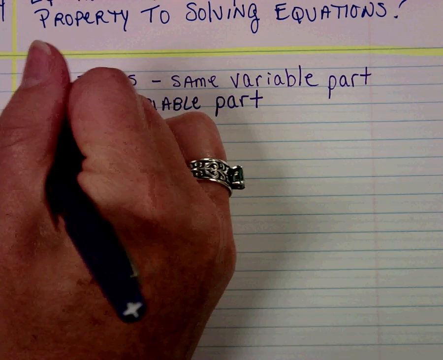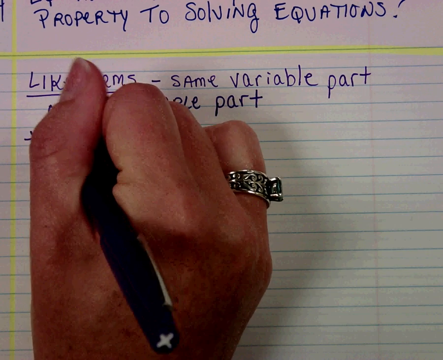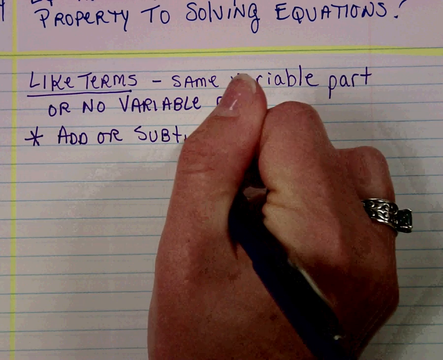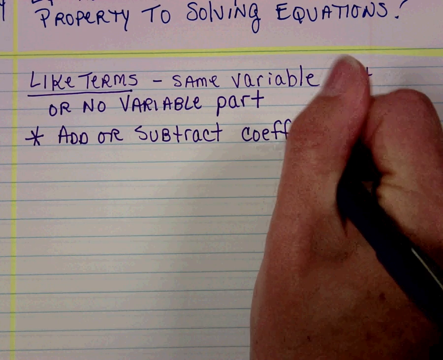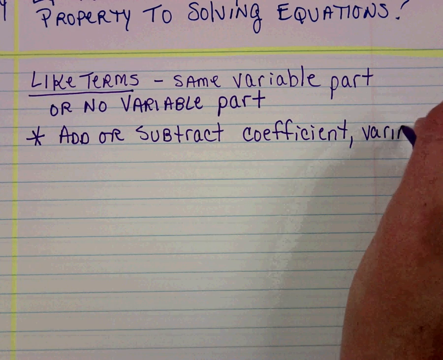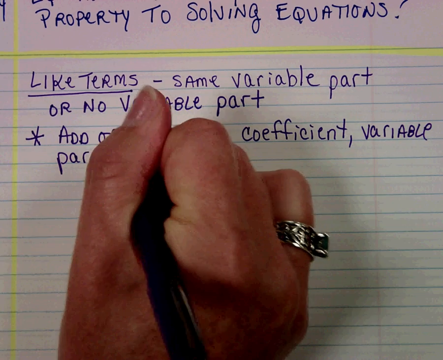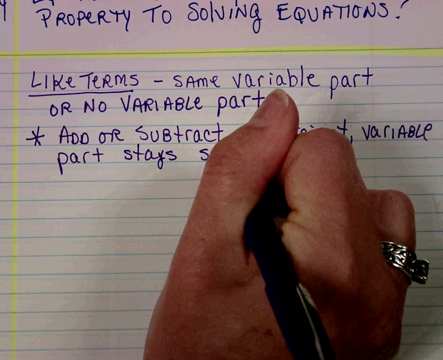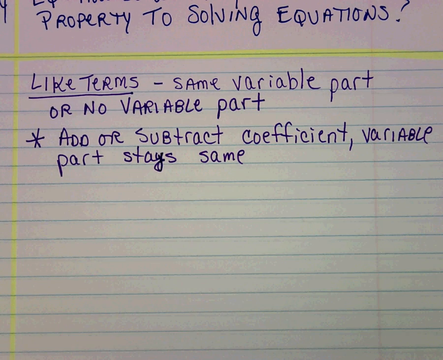definition. When we combine like terms, all we have to do is add or subtract the coefficient, and the variable part stays the same. Okay, so let me give you just a few quick examples.